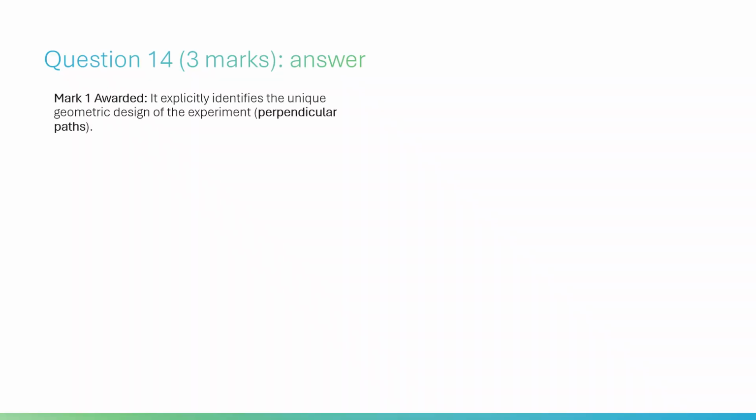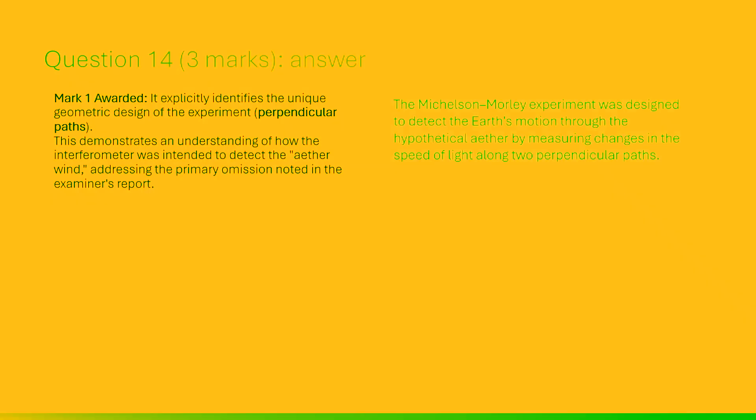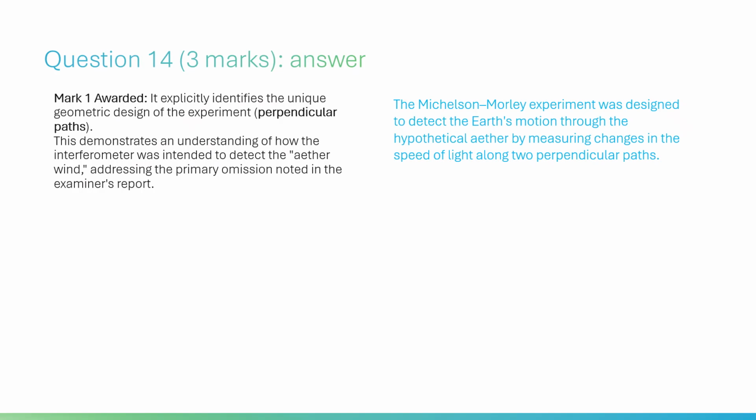Mark 1 awarded. It explicitly identifies the unique geometric design of the experiment, perpendicular paths. This demonstrates an understanding of how the interferometer was intended to detect the ether wind, addressing the primary omission noted in the examiner's report. The Michelson-Morley experiment was designed to detect the Earth's motion through the hypothetical ether by measuring changes in the speed of light along two perpendicular paths.